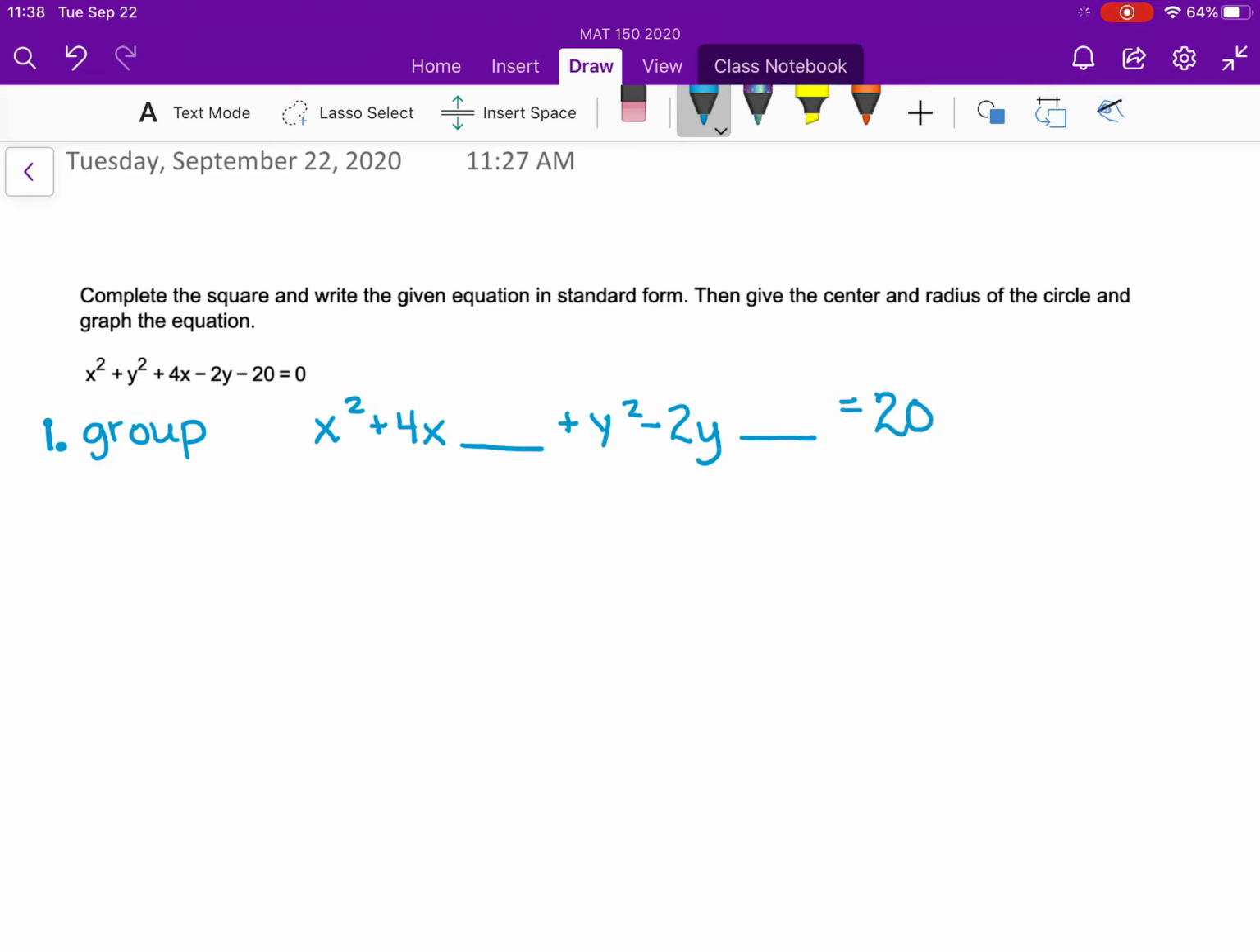Sorry. All right. And then I put the constant on the other side by itself. So it was minus. To bring it to the other side is to add. So positive 20.